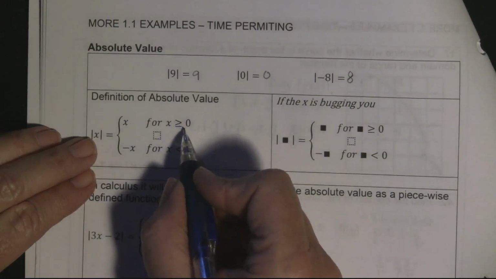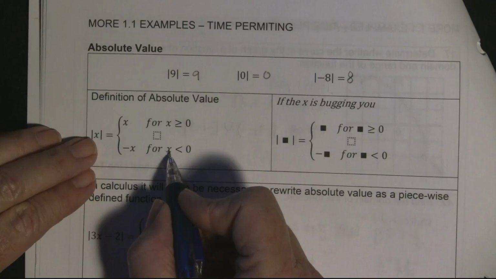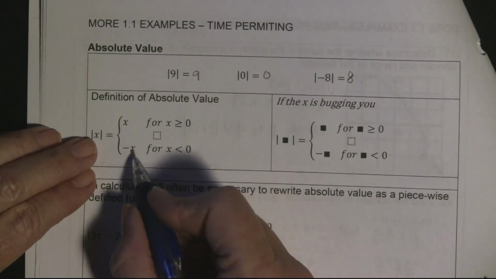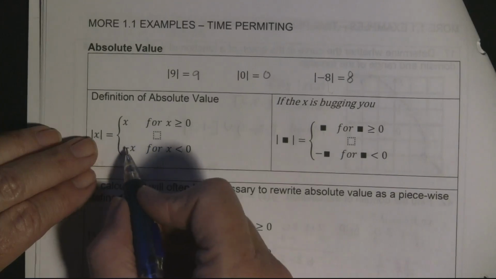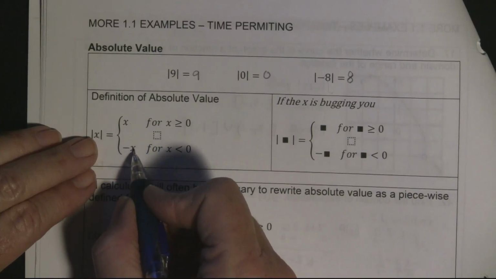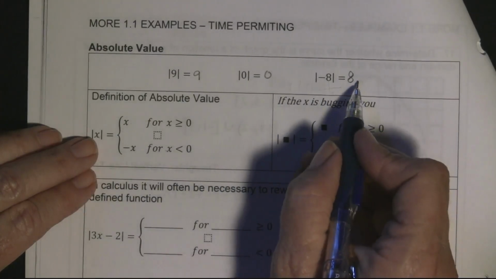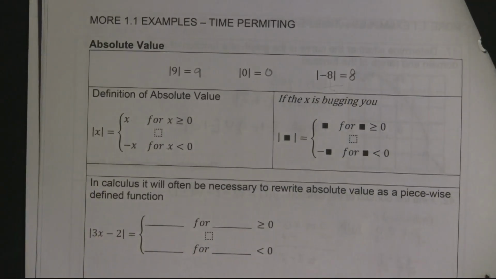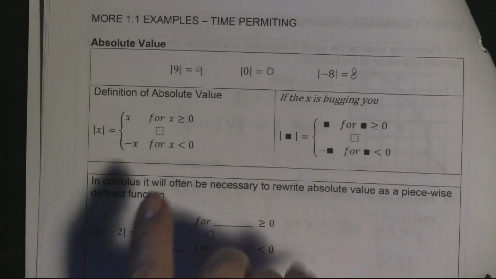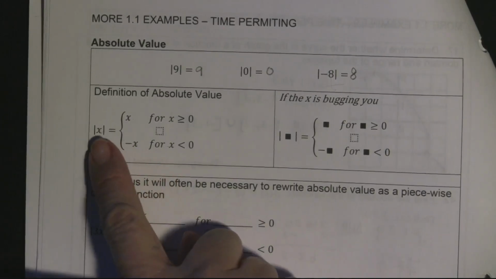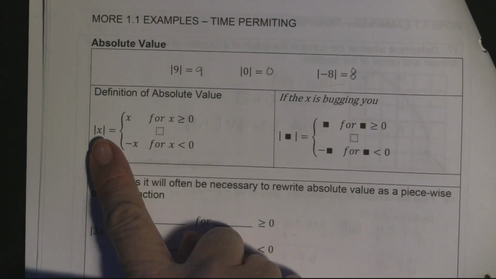And then -8, well, -8 is not bigger than 0. So I should be using here, -8 is less than 0. So I should be using this definition. So the absolute value of -8 is equal to negative of -8, and negative of -8 is +8. And of course, it's easier with numbers than it is with variables, but you can see that this is supposed to be true for any number, right?